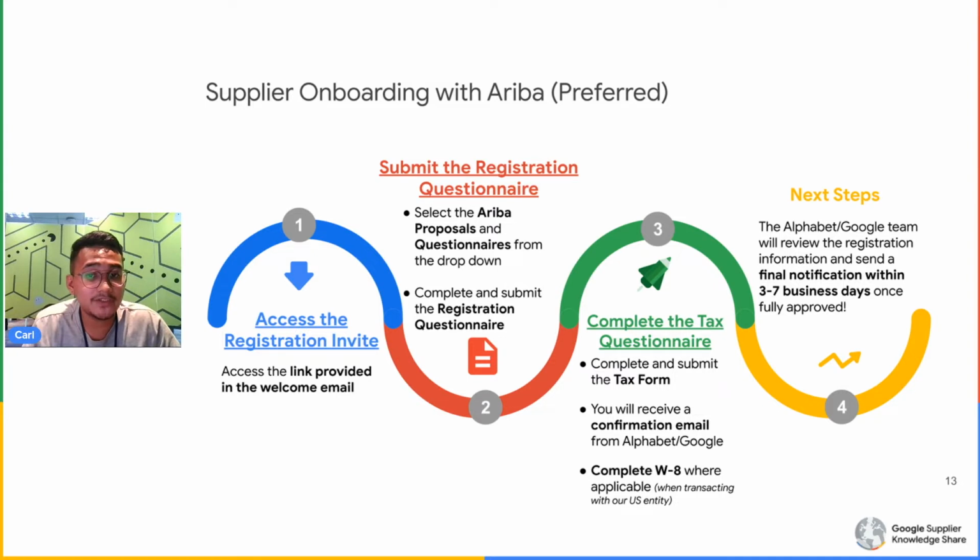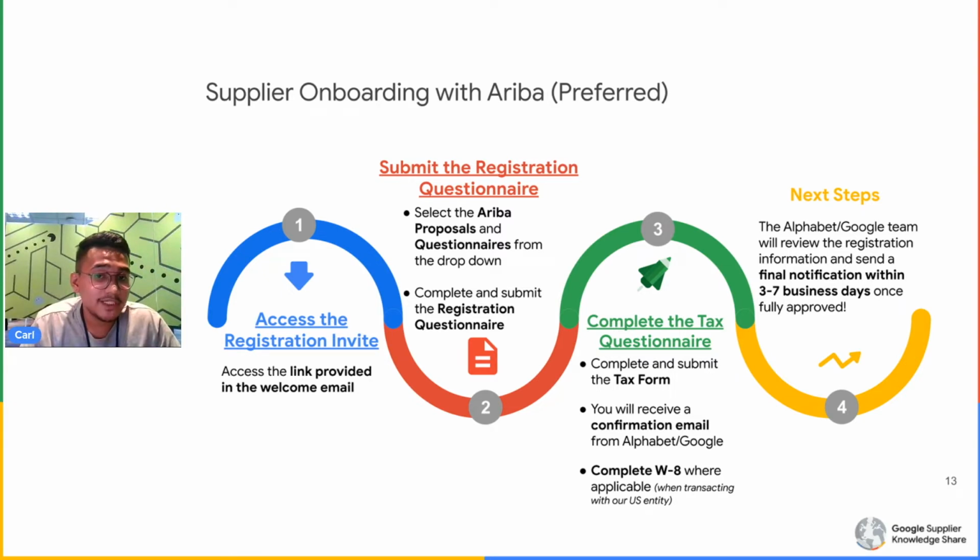So once we receive that request, my team will check if you have any duplicate records in our system and do the full-time employee checking before we send the invitation link. When you receive the email invitation link, you need to access the link embedded in that email to redirect you to the Ariba platform.